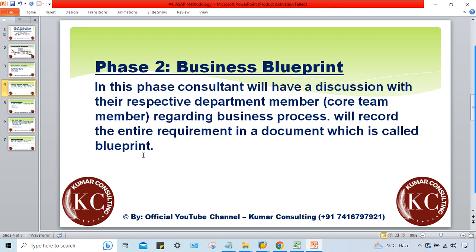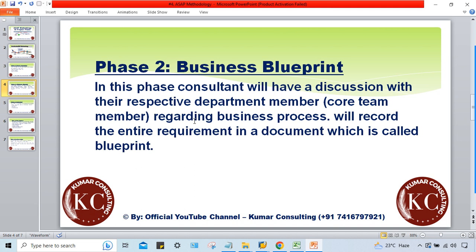So first of all, what happens in the business blueprint phase? Look at here. The consultant will have a discussion with the respective department member. That department member is called the core team member. You can say that the core team member is your counterpart from the client side. The core team member represents a particular department.